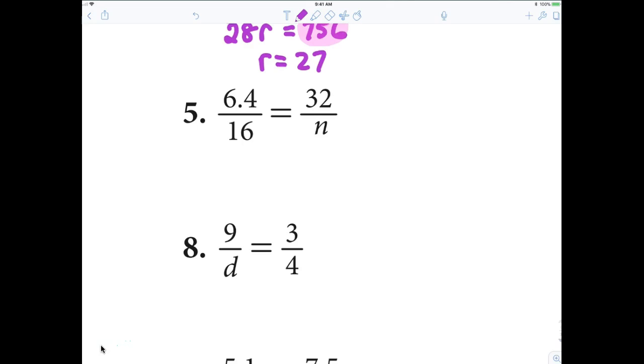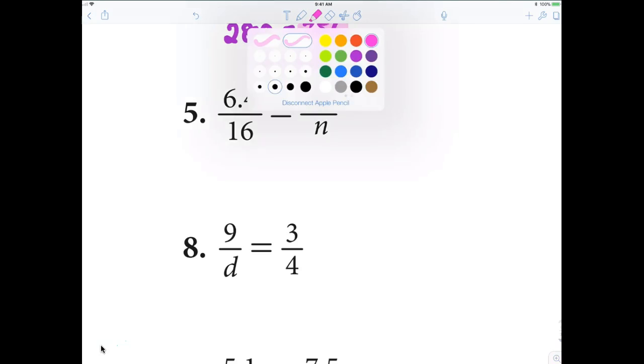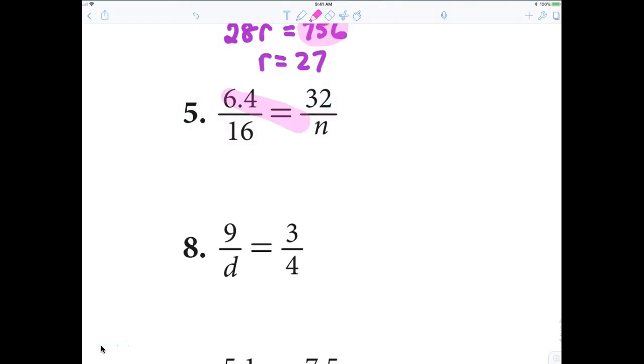All right. Now we're going to cross multiply again. When I cross multiply, we're going to multiply 6.4 times n. And what is 32 times 16? 512. Thank you. 512. And then you divide by 6.4. 80. So n is equal to 8.